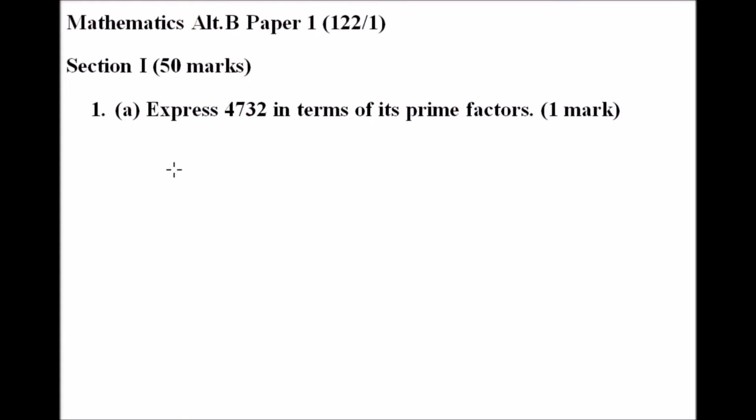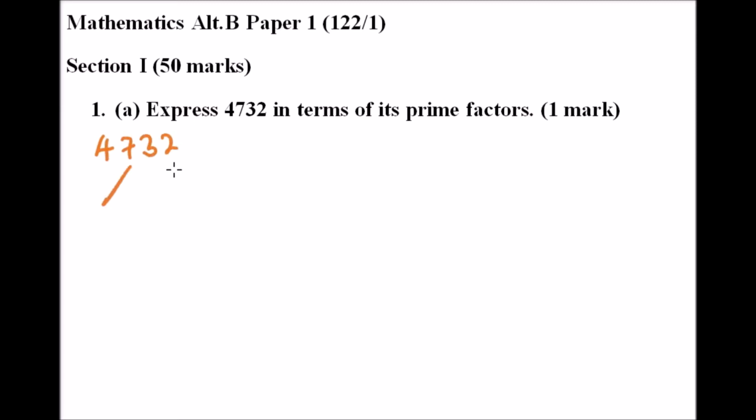This is 2017 paper 1, section 1, which is 50 marks, and we have question number 1A. We are told to express 4,732 in terms of its prime factors, and you get 1 mark. So we can use this method.